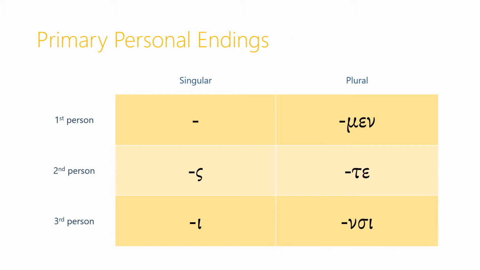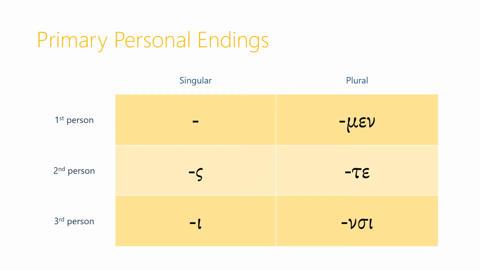We've so far been working with what are called the primary personal endings. And if you remember, when we learned the present tense endings of luo, the basic endings before we add the connecting vowel in the stem look like this. Nothing in the first person singular, then sigma in the second person singular, iota in the third person singular, and then in the plural, men, te, and nsi.